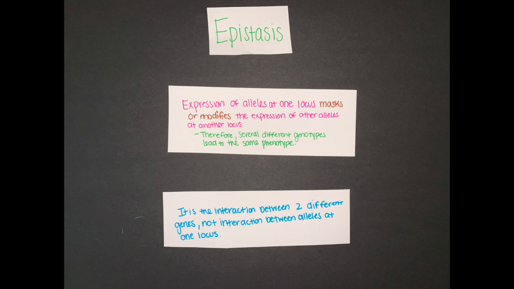Today the topic of discussion is epistasis. Epistasis is the expression of alleles at one locus that masks or modifies the expression of other alleles at another locus. Therefore, several different genotypes can lead to the same phenotype. It is also known as the expression between two different genes, not interaction between alleles at one locus.